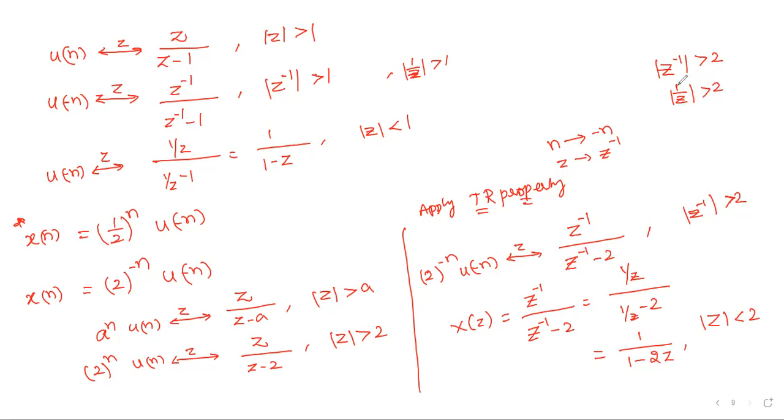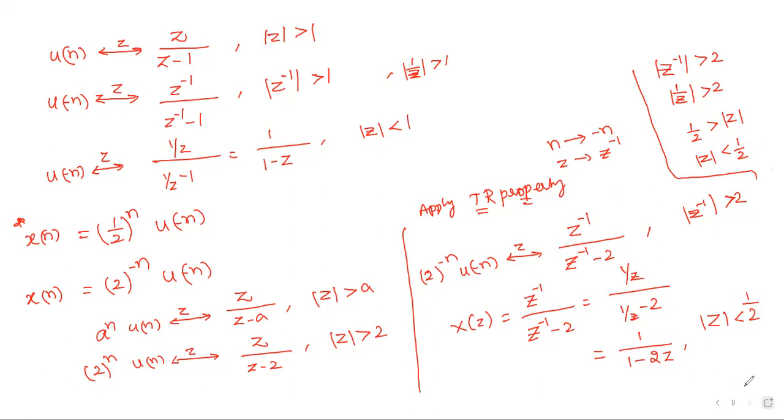What will happen? 1 by mod z is greater than 2 means, what does it mean? It will become 2 this side. So this will become 1 by 2 greater than mod z. That means mod z is less than 1 by 2. That is what we will get here.